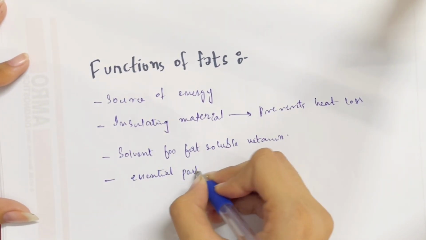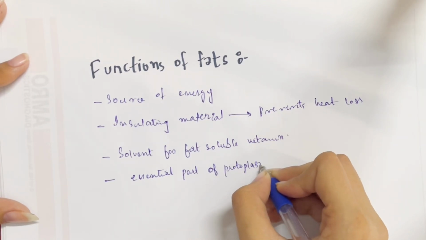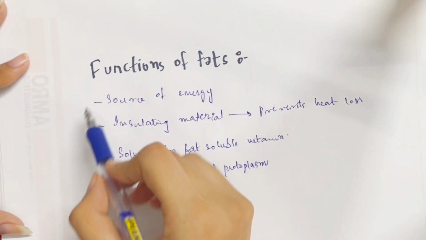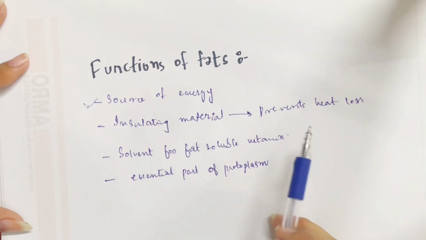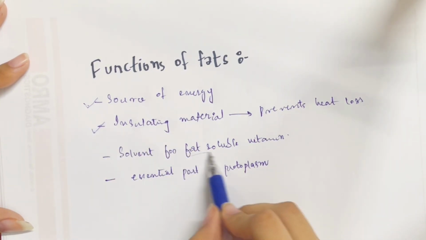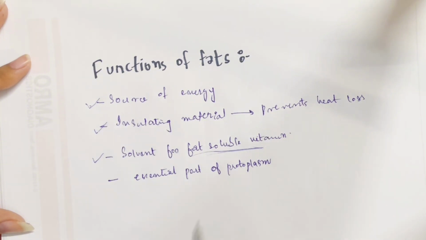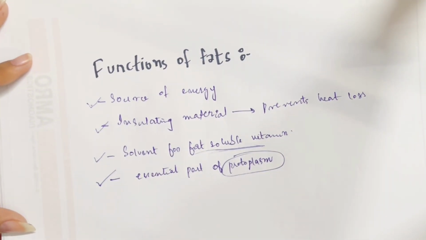They are an essential part of protoplasm. So these are the four main functions of fat: they are the source of energy, they are the insulating material that helps protect against excessive heat loss, they are the solvent for fat-soluble vitamins, and they play an essential part in protoplasm. These are the four pointers that you need to learn about fats.